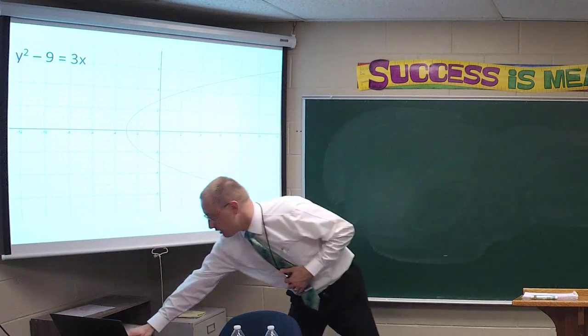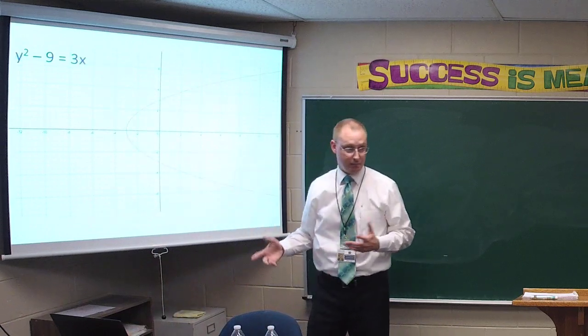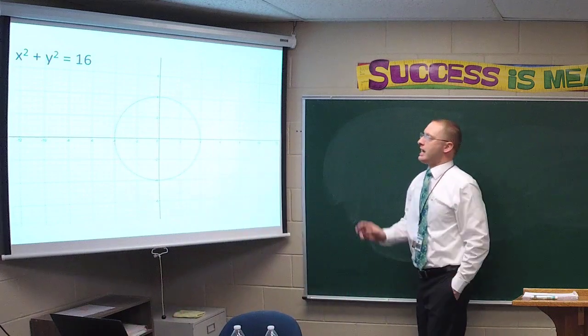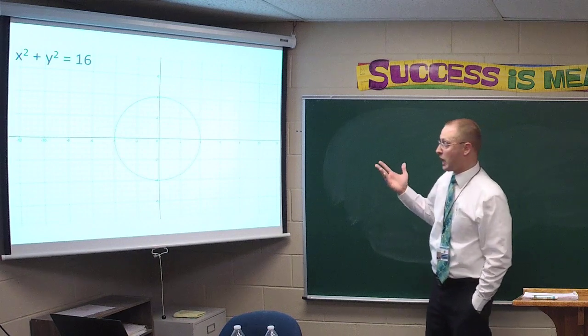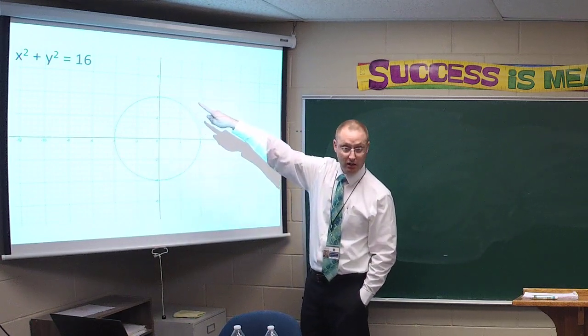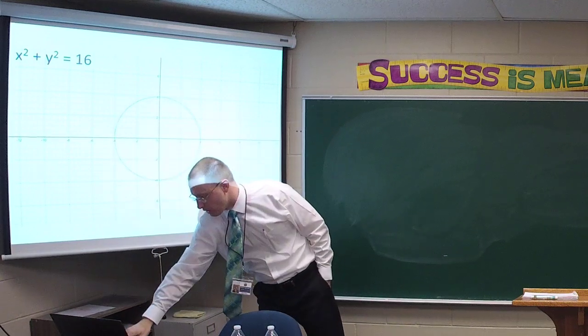X is squared, y is not, it goes up. Y is squared, x is not, it goes to the side. Make sense? But what if you squared them both and added them together? Well, you could get a perfect circle. X squared plus y squared equals 16. Notice a radius of 4, by the way. You see the 16? 4 squared, radius squared, and the center here at 0, 0.